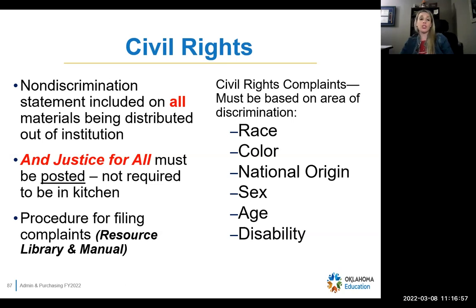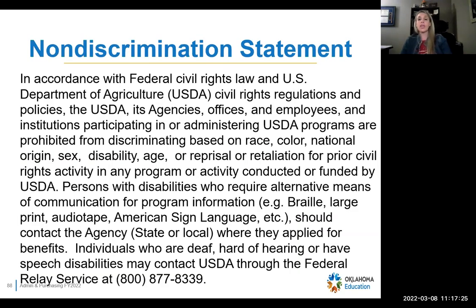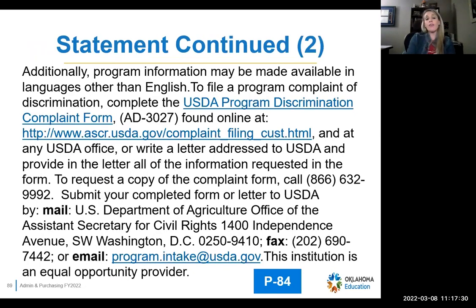You all must have procedures for filing a civil rights complaint for CACFP, and you do. It is in the resource library and it is also in your manual. If anybody does have a civil rights complaint, it has to be for CACFP. It has to be based on race, color, national origin, sex, age, or disability. I think there are actually 14 things on civil rights, but USDA only recognizes these 6 because they are the only 6 that apply to their program. This is the non-discrimination statement. It's 2 pages that we have.